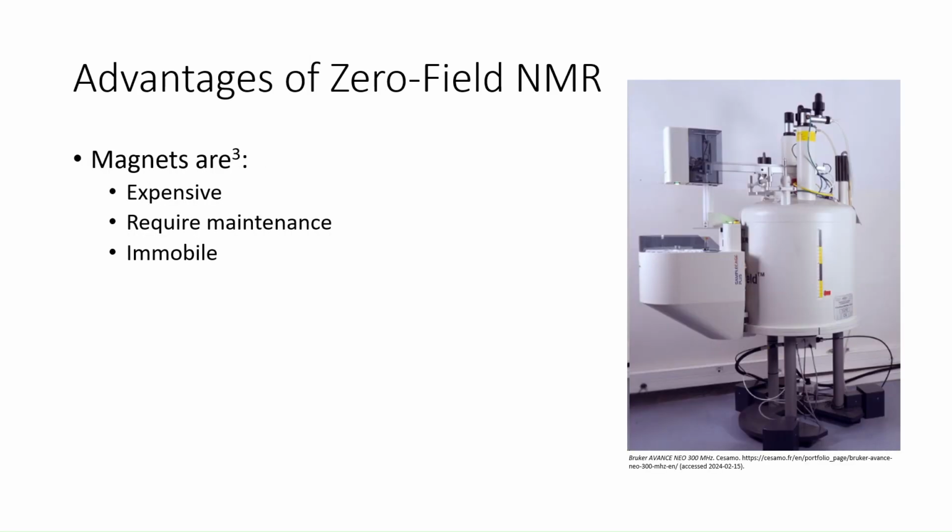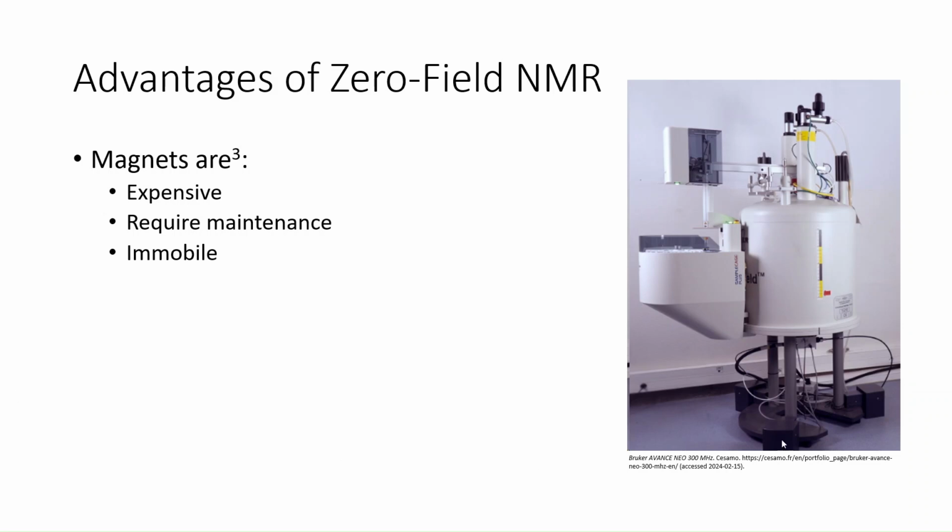Zero-field NMR can be cheaper than high-field NMR, as superconducting magnets are expensive, in the region of $1 million. They require constant cryogenic maintenance and are immobile, though there are less powerful benchtop NMRs that have been coming out recently that are more mobile.